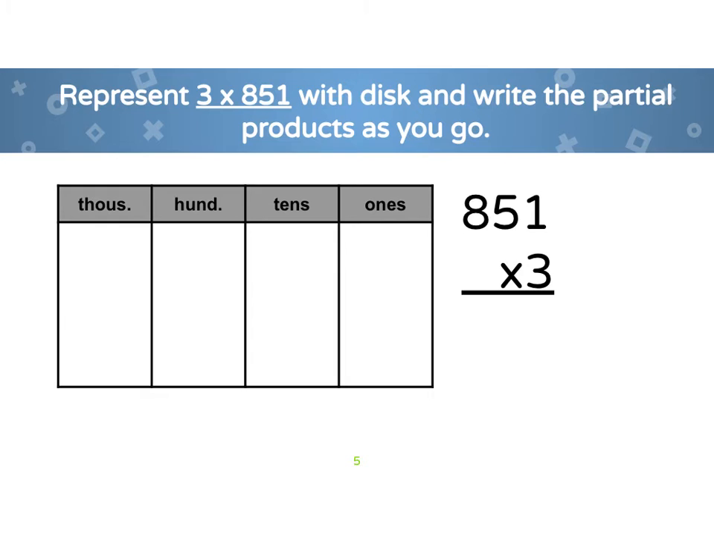Okay, to save a little time on this video, I'm going to pause the video. I would like you to pause the video. I want you to think about what it's going to look like on the place value chart and how we'd write out the partial product.